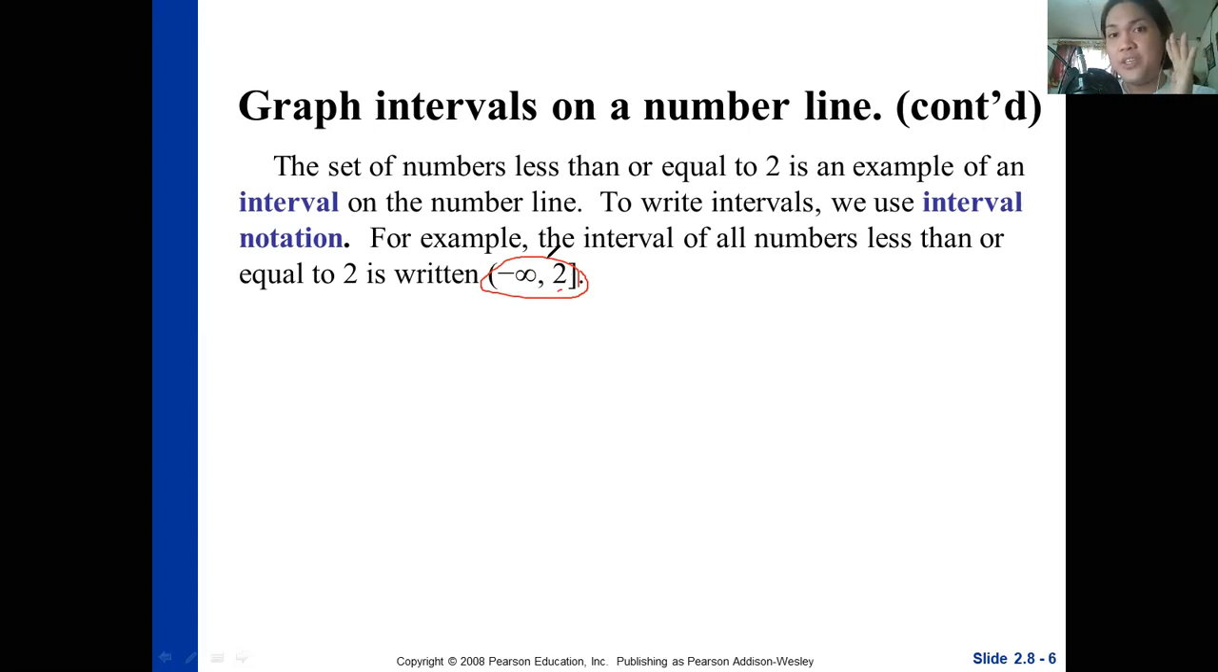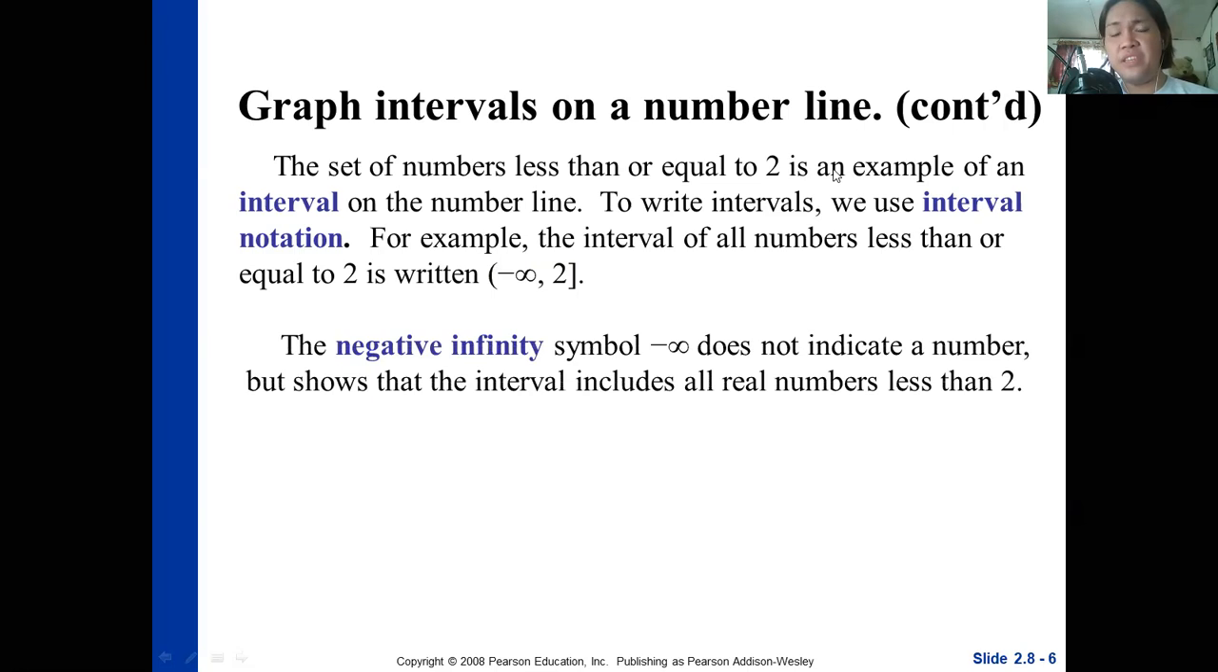So again, you cannot have brackets, or you cannot have a closed ball for infinity, both positive or negative. Why? I'll emphasize this one, because you cannot close the infinity. It goes forever in our graph. So I don't like you to forget it, because that is a very important concept. Okay, so now let's proceed.